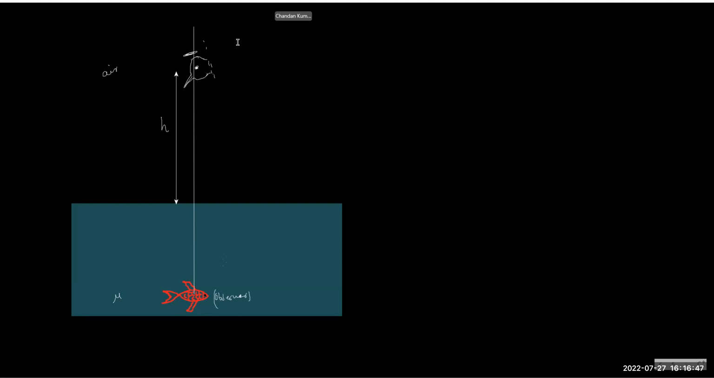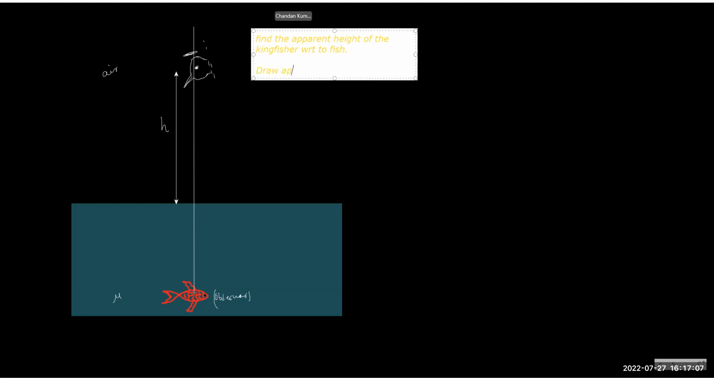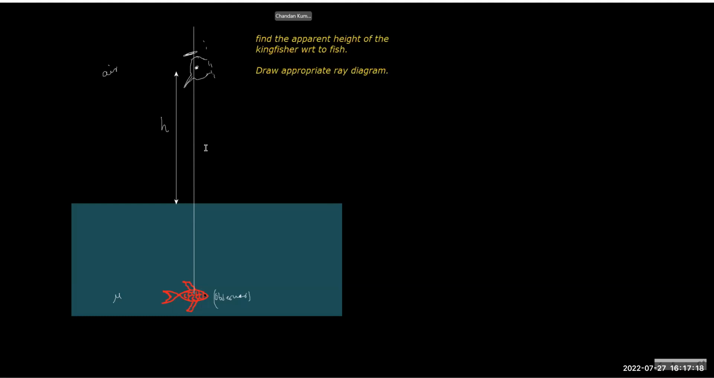So the question is, find the apparent height of the kingfisher with respect to the fish. Draw the appropriate ray diagram. So first you draw the ray diagram because you can feel it better. See how the refraction is affecting the location. Yeah, sir, the bird will appear below its position.